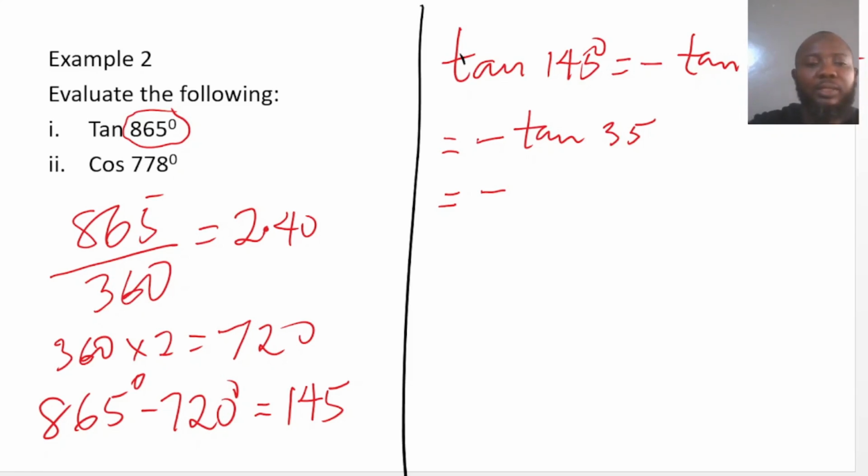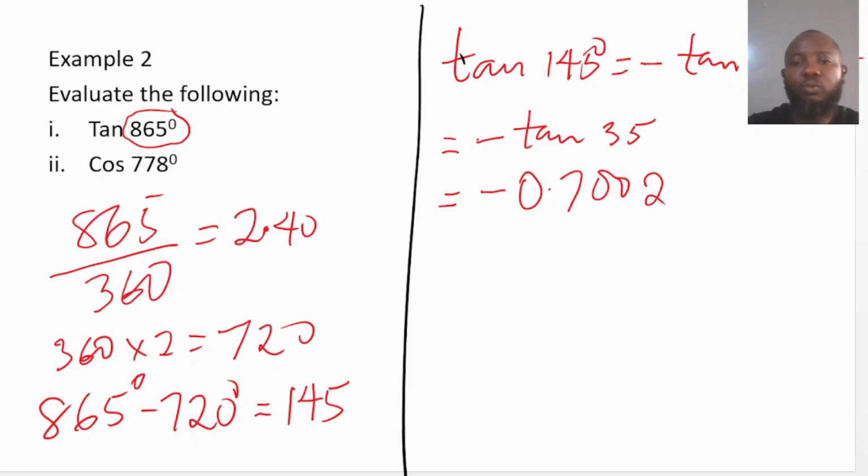We're going to find tan 35, and that is 0.7002. So that is the answer we have there. I hope that is very clear. So that is that on that one.